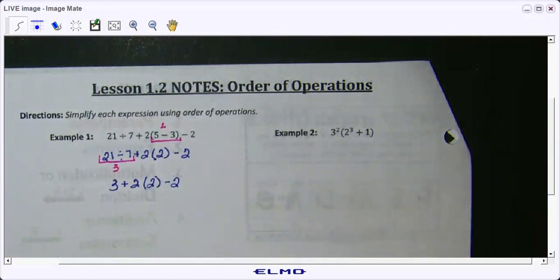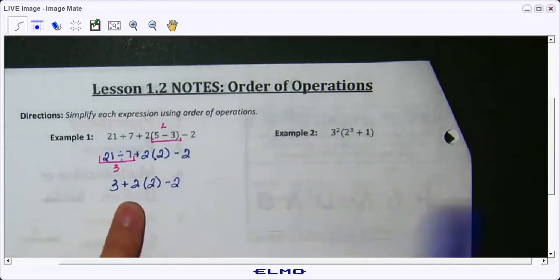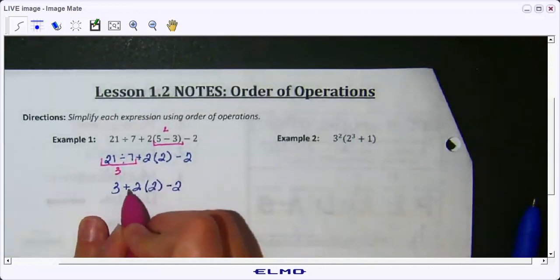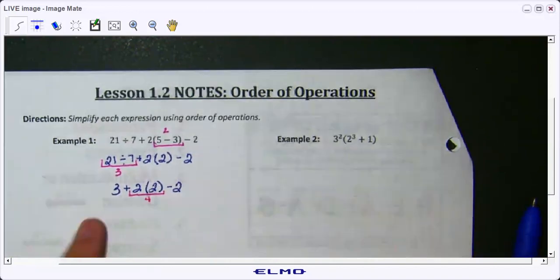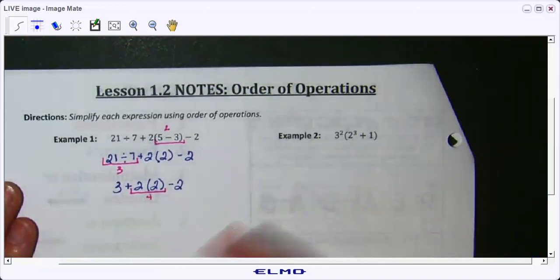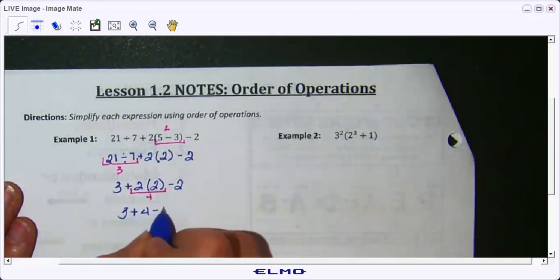Now I have to check and make sure all of my multiplication and division is done. So I'm going to go back through my problem. It isn't. I have another multiplication right here, 2 times 2, which is 4. So now I'm going to bring everything down. I have 3 plus 4 minus 2.